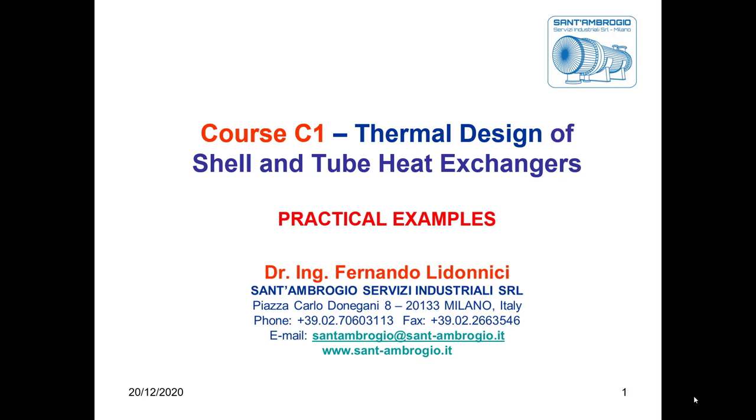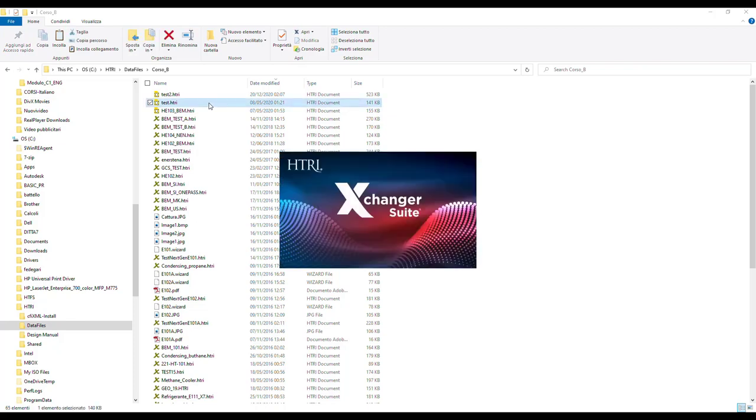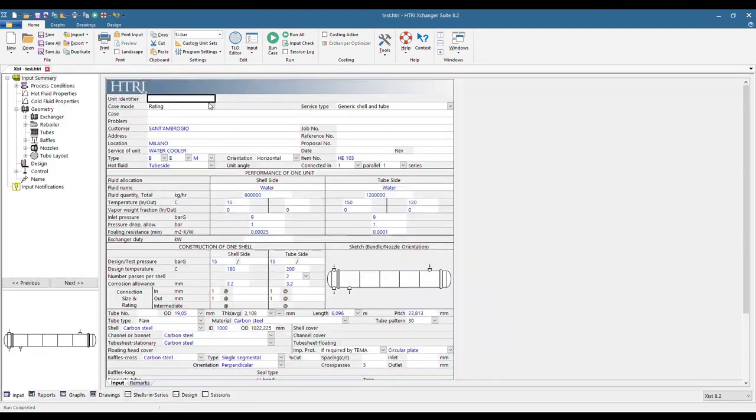And now let's see some practical examples of calculations of heat exchangers made with the software EXIST of HTRI. Well, first of all, let's take one exchanger of which we have already made some kind of calculation, and let's give a look to the characteristics that we get from this input file, which is the thermal specification.